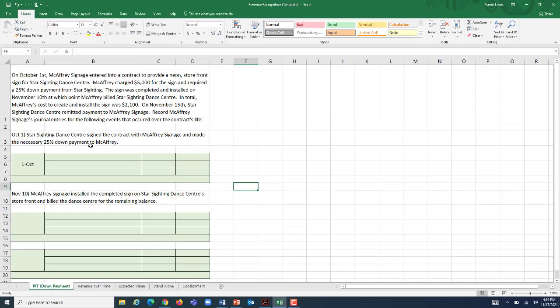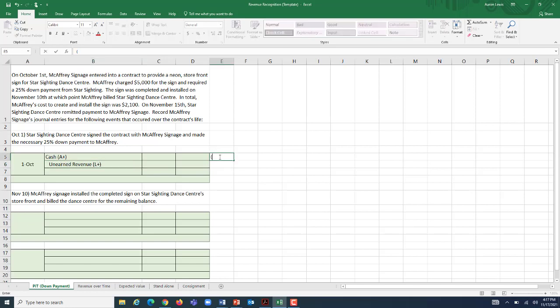The only thing of substance that's happening on October 1st is that McCaffrey is receiving a 25% down payment from Star Sighting, which means McCaffrey actually owes Star Sighting something. They owe them the construction of that sign, or they owe them their down payment back. So we're going to put the actual cash on the books for the amount that McCaffrey is receiving at the time. And then we have to set up an account that denotes that McCaffrey is liable to provide something to their customer.